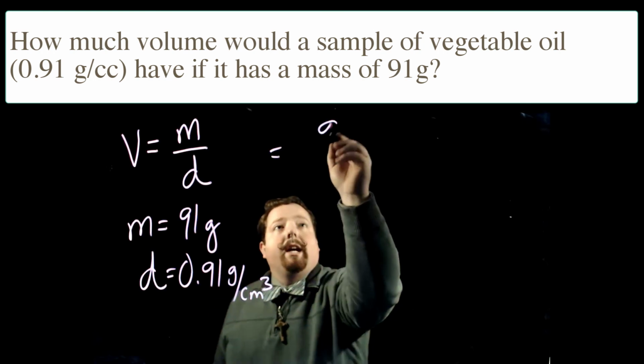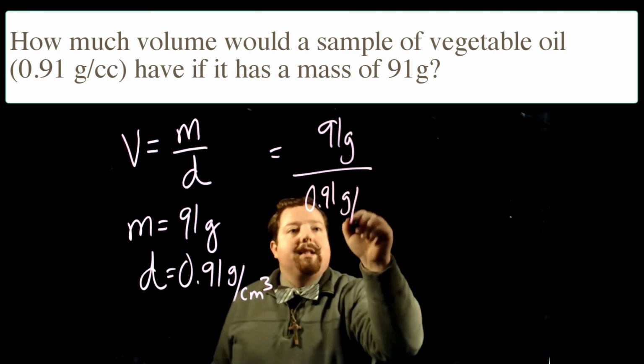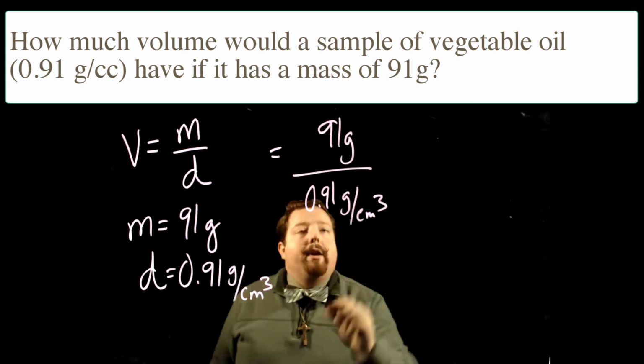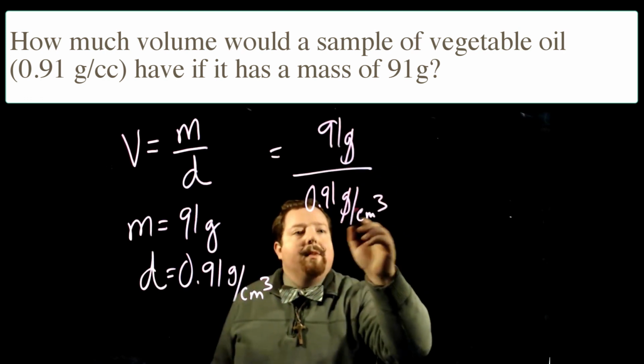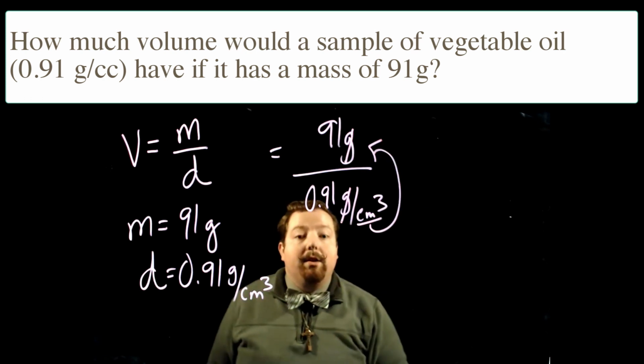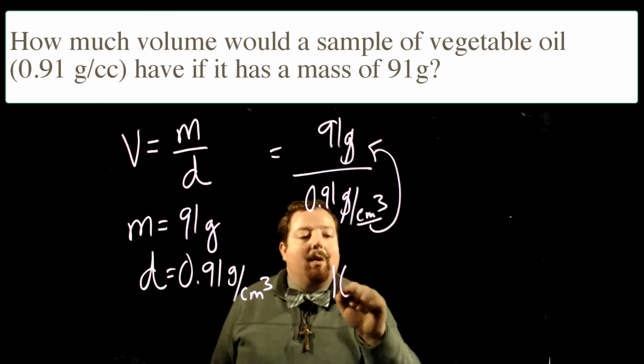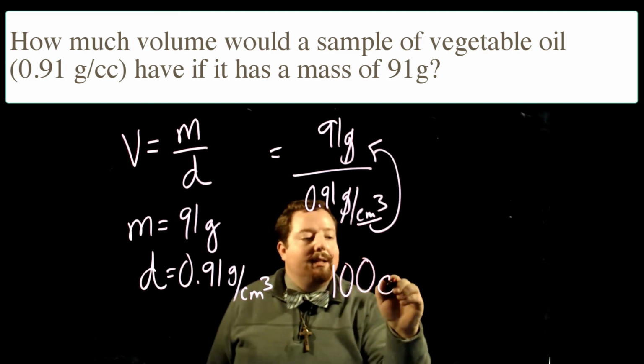Plug and chug, you get 91 grams divided by 0.91 grams per centimeter cubed. Notice we have grams on top, grams on bottom, and the centimeter cubed moves up to the top, and that's the unit we'll be left with. And 91 divided by 0.91 is 100 centimeters cubed.